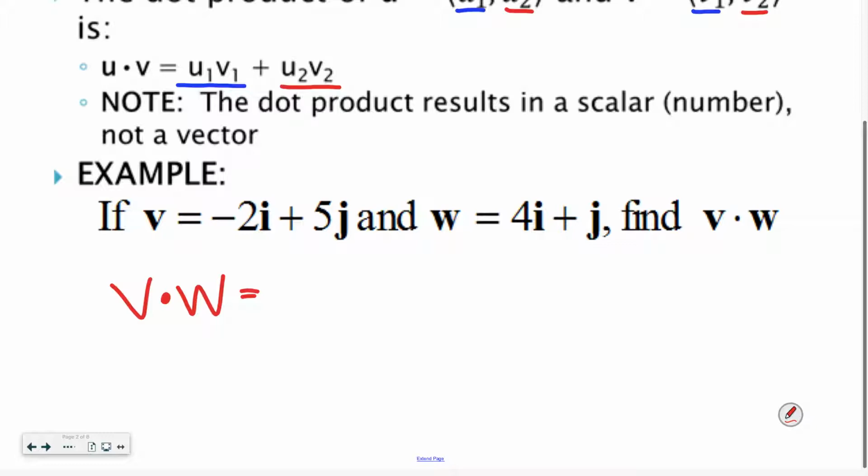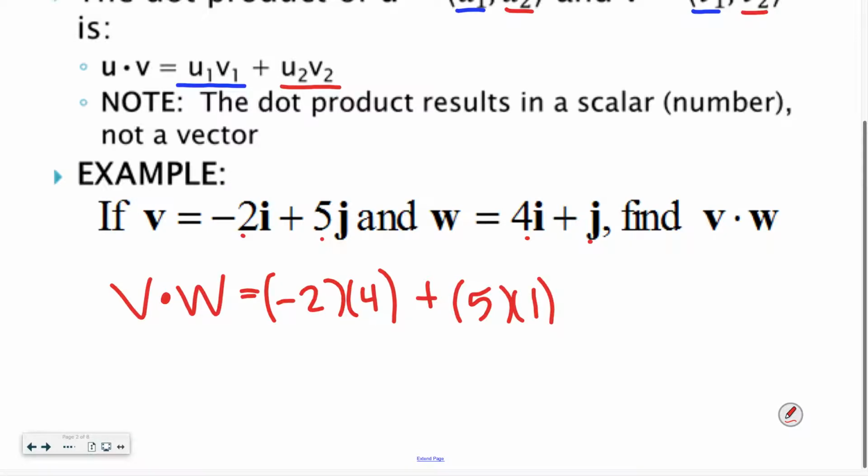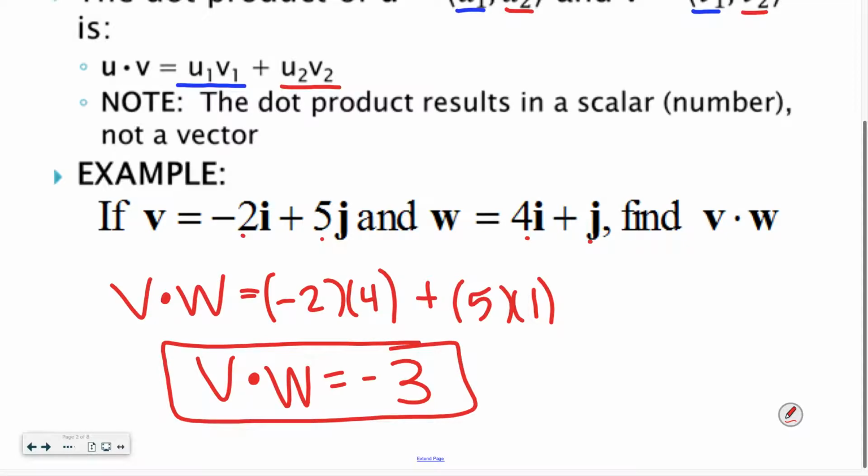V dot W. Our horizontal components are -2 and 4. So we're going to multiply -2 and 4, plus we're going to multiply our vertical components, 5 and 1. So what's our dot product? Okay, that is the foundation for the rest of our work today.